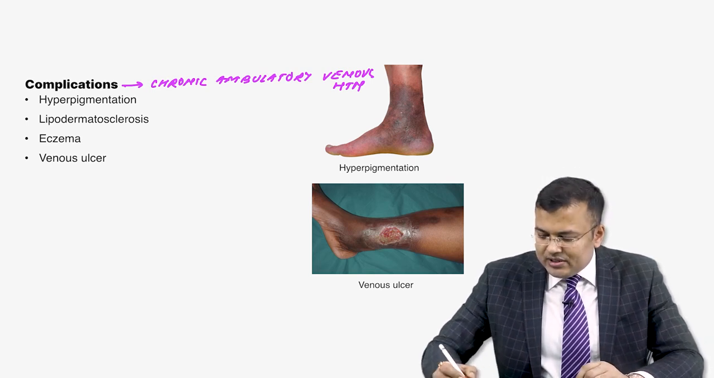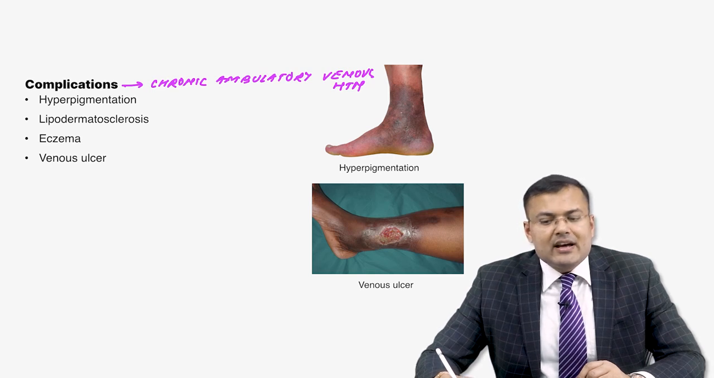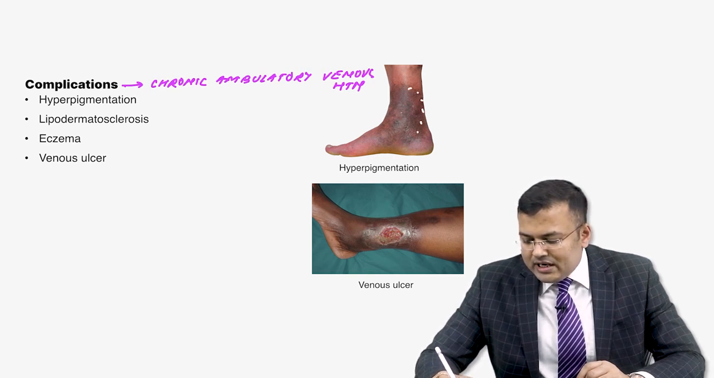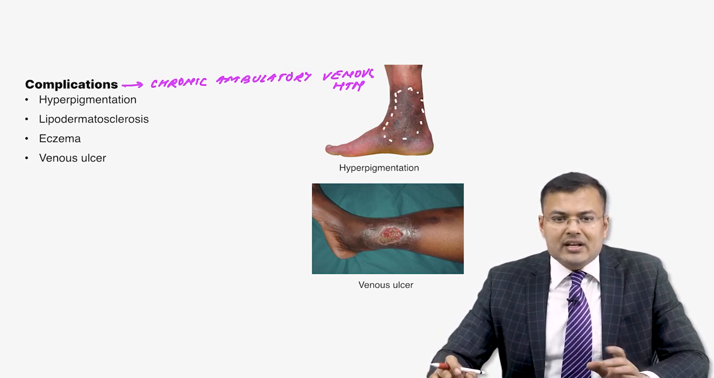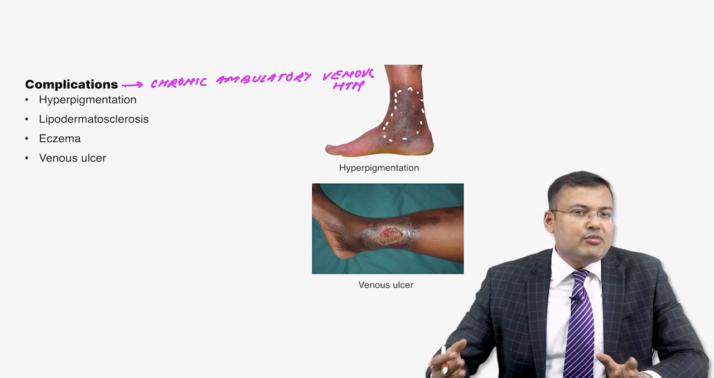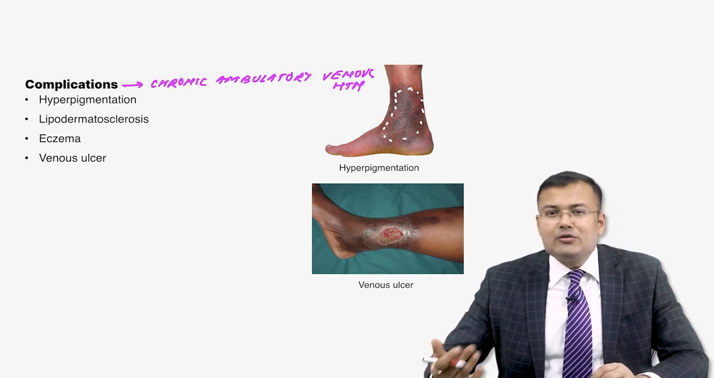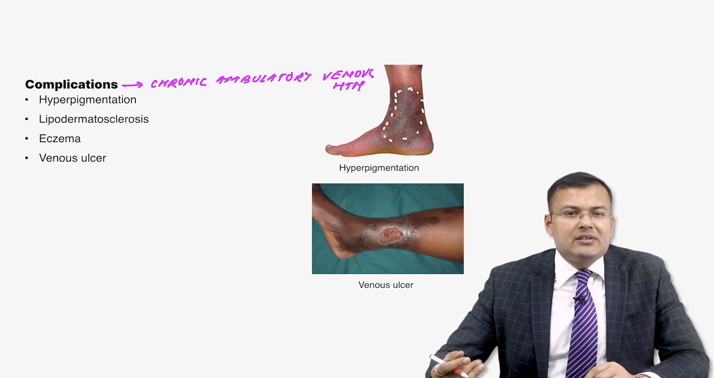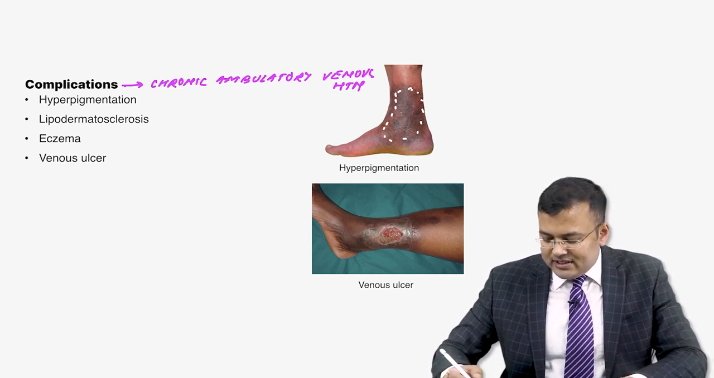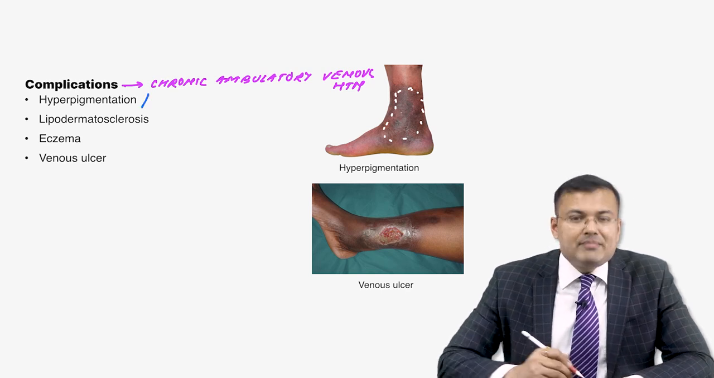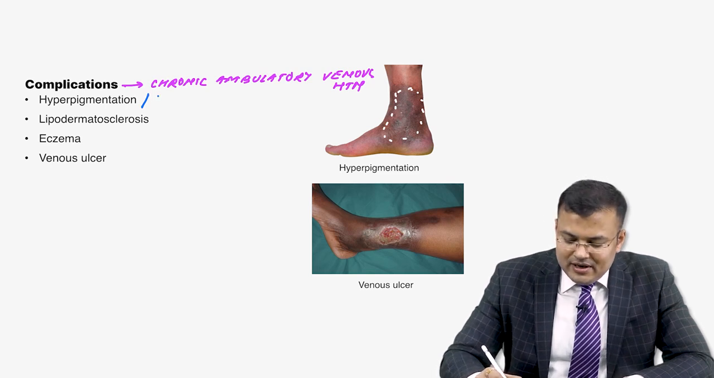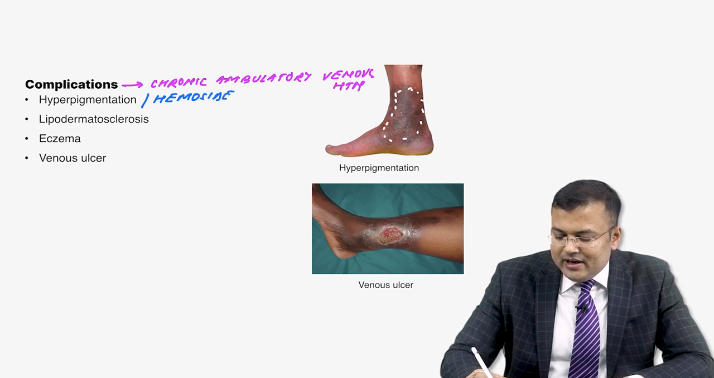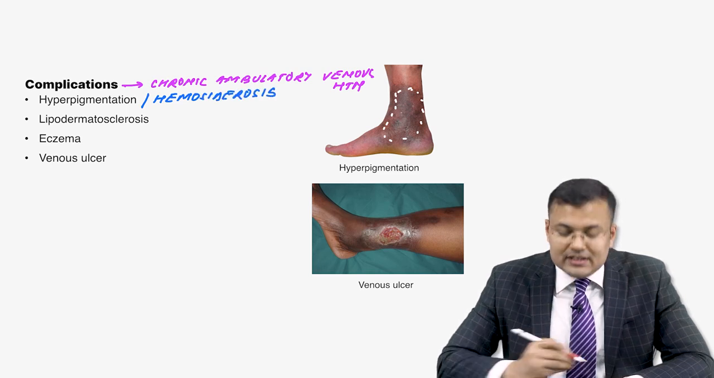Can you see in this patient what kind of discoloration is there around the ankle? You are going to notice that there is brownish discoloration around the ankle. It is because of deposition of hemosiderin. So this is also known as hyperpigmentation, also known as hemosiderosis. Hyperpigmentation, brownish discoloration around the ankle because of deposition of hemosiderin, that's why it is also known as hemosiderosis.